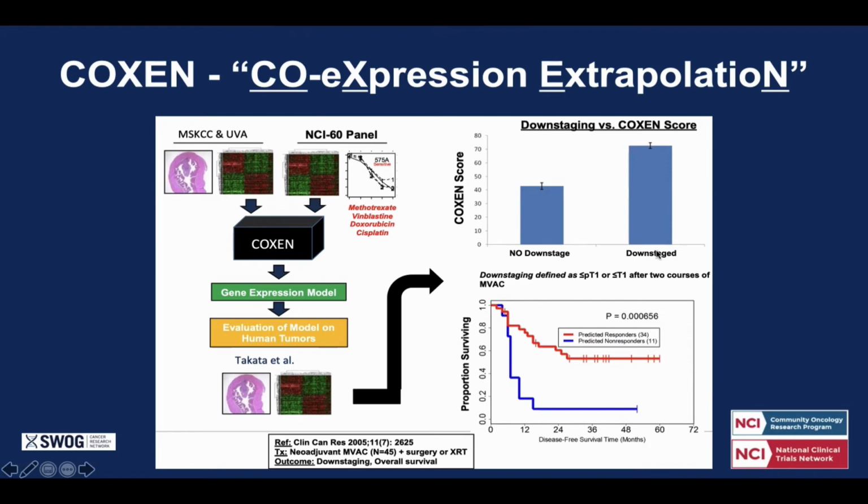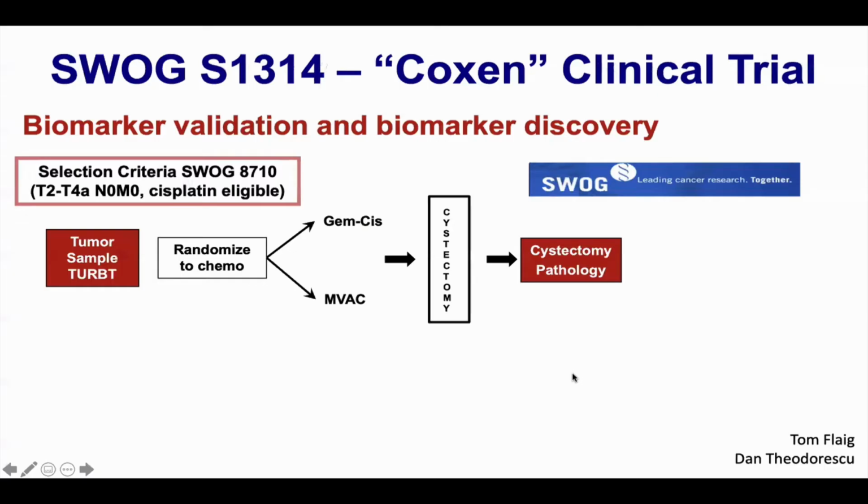And so patients who were downstaged with neoadjuvant chemotherapy, this was an MVAC trial, those who were downstaged had actually been predicted with a higher score to downstage compared to those who were not. And if you look at survival curves, again, those predicted to respond did much better than those predicted not to respond. So this is the type of data that they had when they designed this SWOG trial, S1314. And this is called the Coxswain trial because of the Coxswain algorithm.